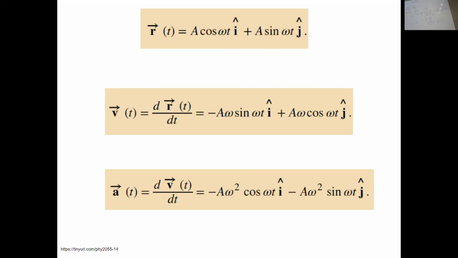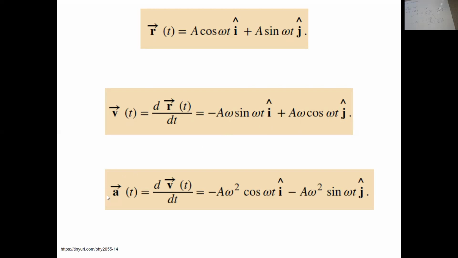So it's minus A omega sine of omega t plus, similarly here, when you do the time derivative of sine, it gives you cosine. But there's omega inside the parenthesis, so it comes out as well. So A omega cosine in the j component. So this is the velocity vector in terms of i and j.